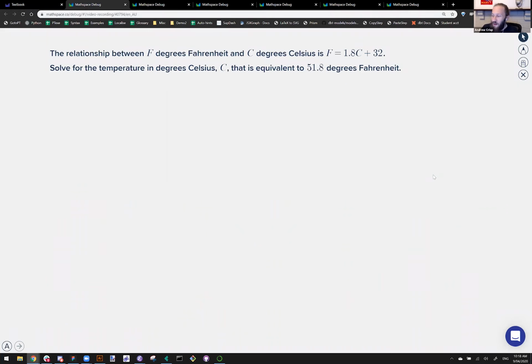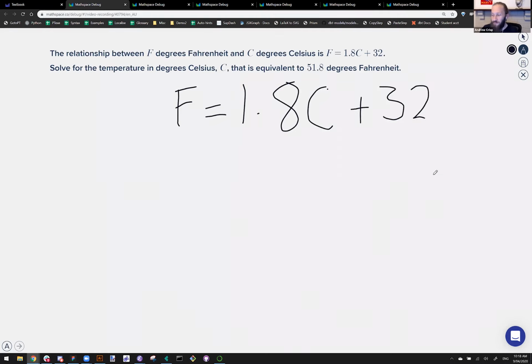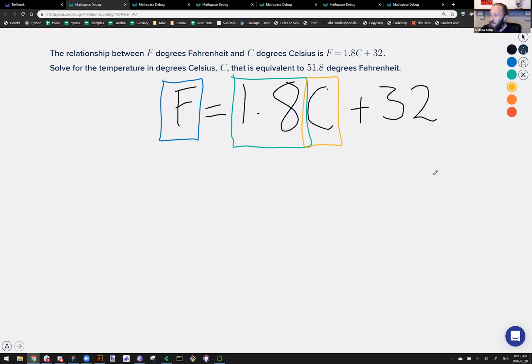Okay, once again, I'm going to write F equals 1.8 C plus 32. There's my equation. And I'm going to do some boxes around each of the components so I can talk about each of them. So F, that's standing in for degrees Fahrenheit. Then I've got my 1.8, I've got my C, and I've got my plus 32 at the end there.